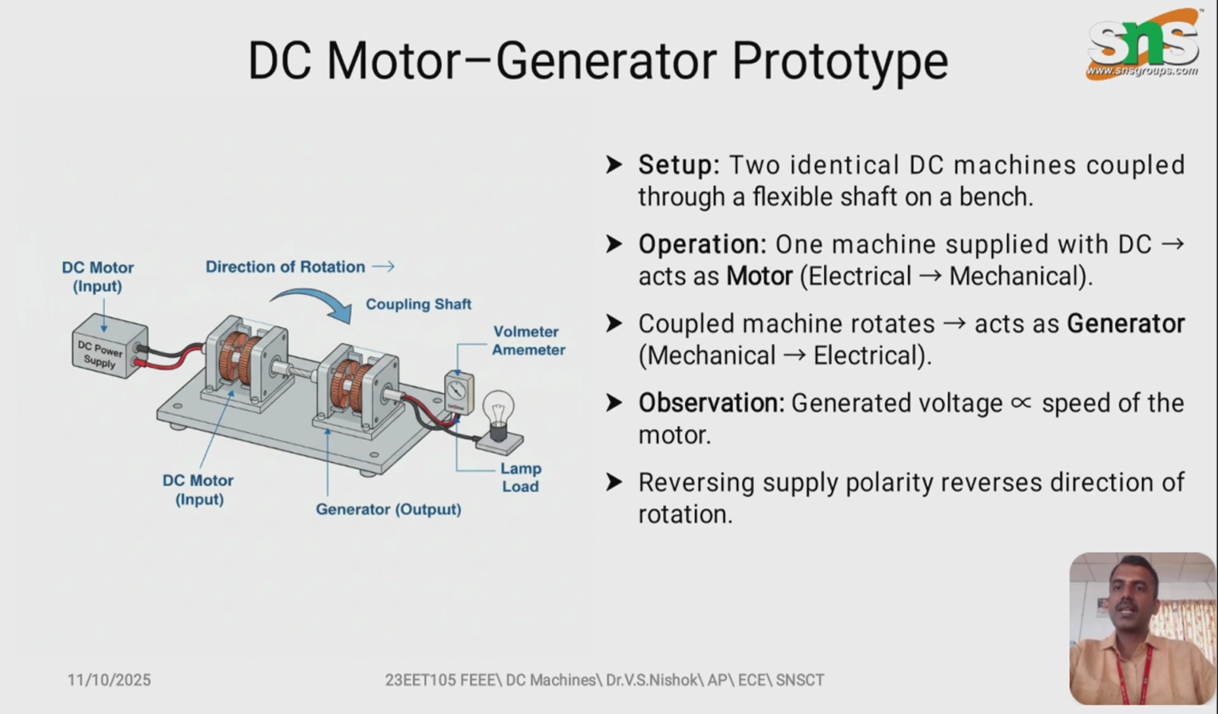analyzed with a voltmeter and ammeter, and its final output is provided to the lamp, glowing the lamp. So this is the prototype we have shown as an example. Here we are using both the DC machines, the generator and the motor.